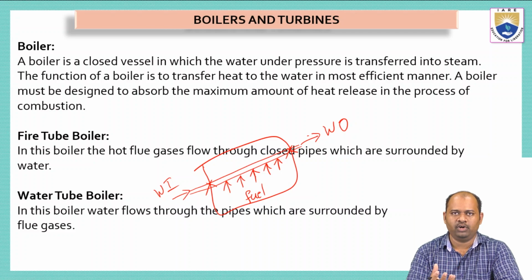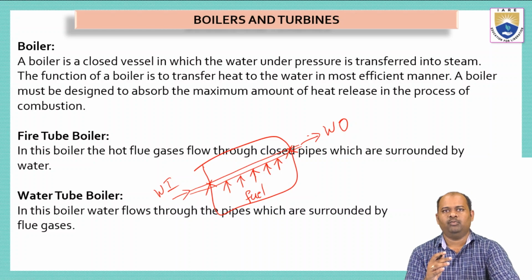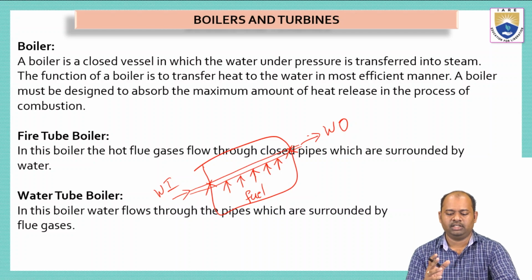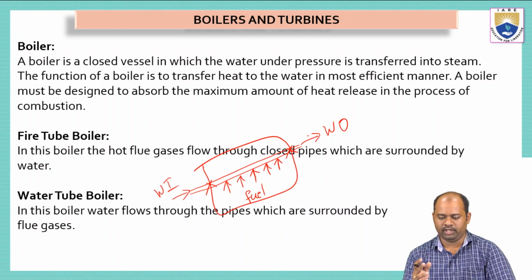Whereas in a fire tube boiler, hot gases will be flowing through the tubes and water will be surrounding these tubes so that the heat exchange will be done. Okay, so these are boilers. There are two types of boilers, fire tube boiler and water tube boiler.